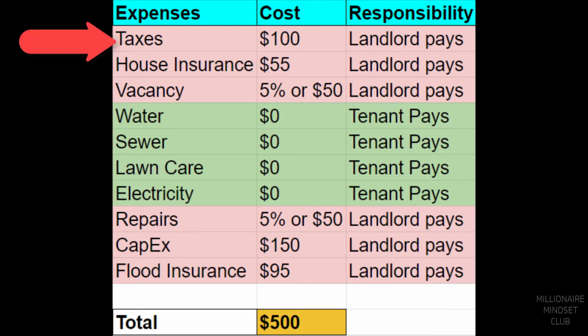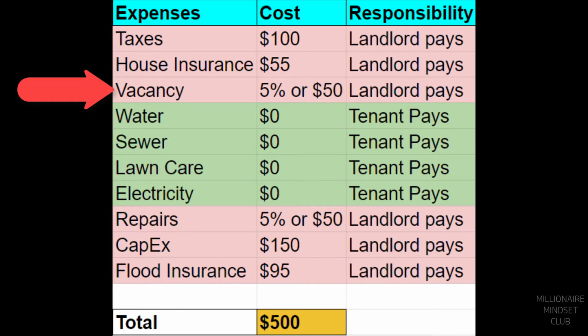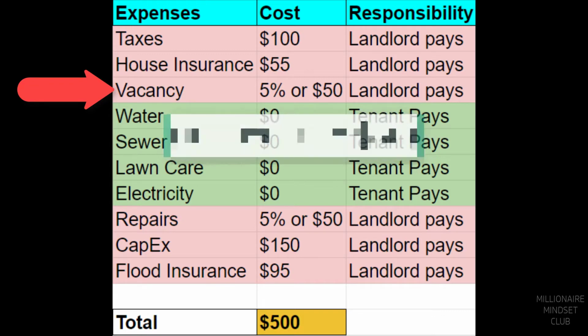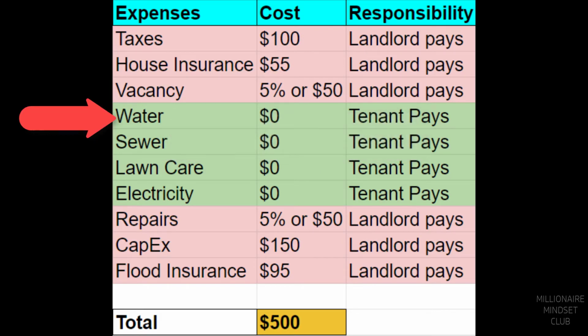For example, taxes, we'll say $100 a month, house insurance $55 a month. Vacancy, well, your property will not always rent out right away. You may have to sit on it for a week, maybe 2 months. I usually use a vacancy rate of 5% of the monthly rent. In this case, our property is renting for $1,000, so 5% of that is $50. Water, we'll say the tenant will pay for it, so nothing out of the pocket. Same with sewer, and so on.